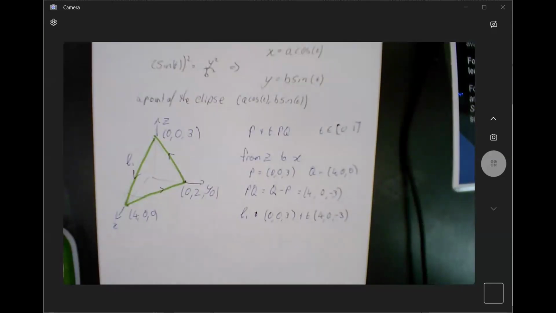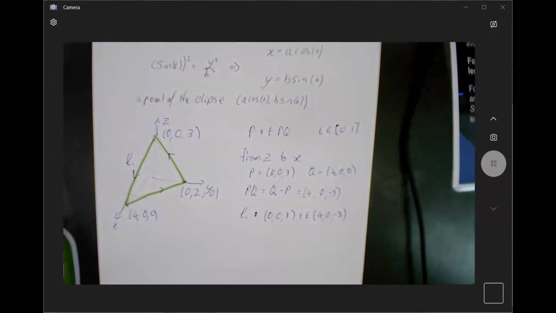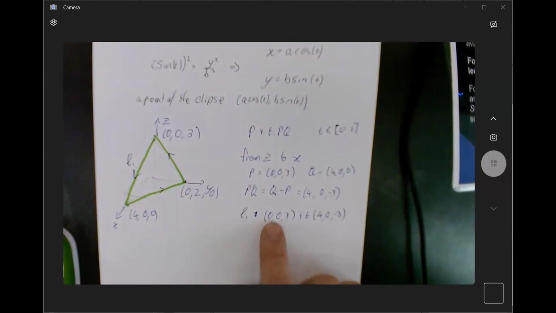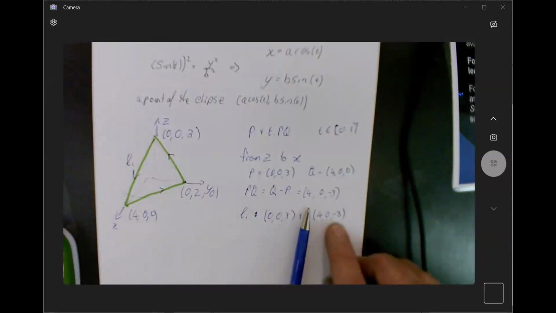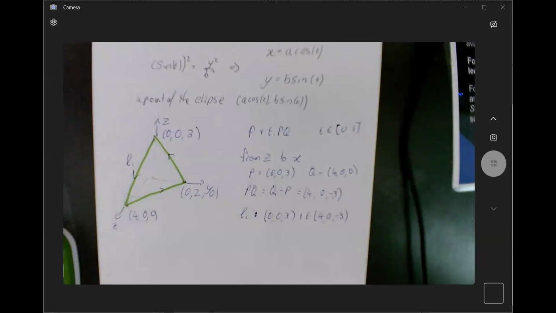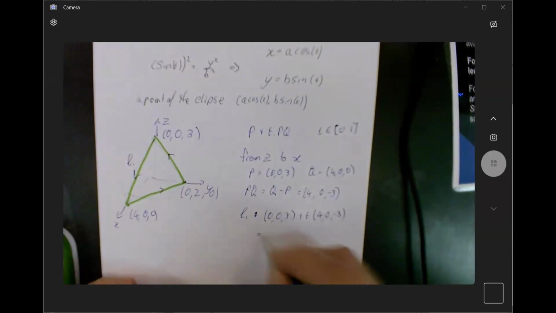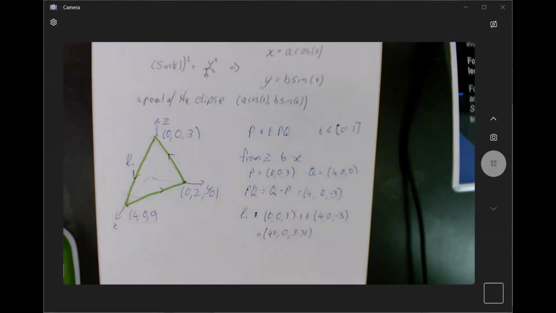Just as a check, if t was equal to 0, I'd be at that point. If t is equal to 1, I'm going to have this plus that vector, and you can see the 3 and the 3 cancel out, and I'm going to be at that point. And again, I can write it in parametric form: (4t, 0, 3 minus 3t).